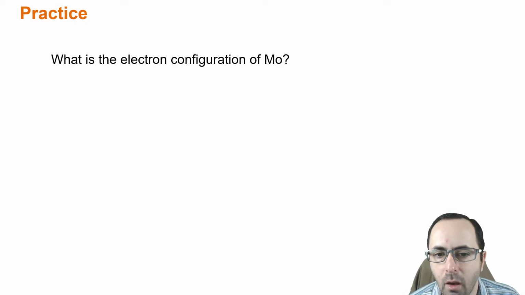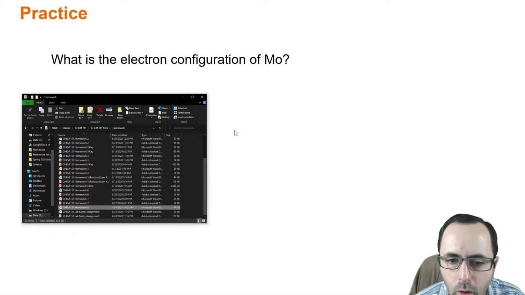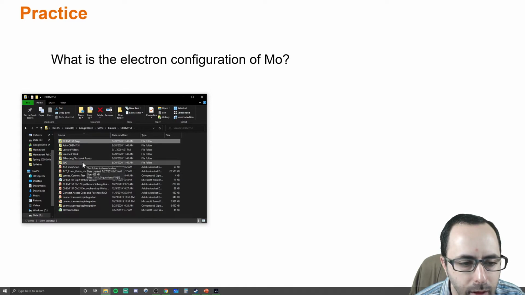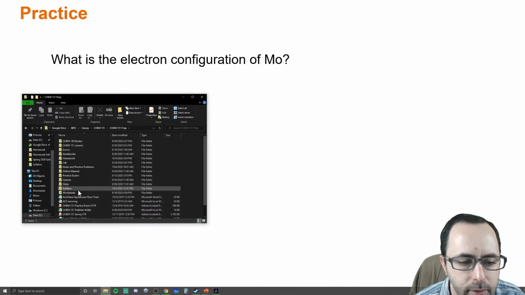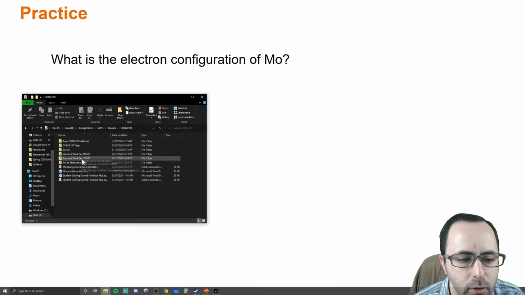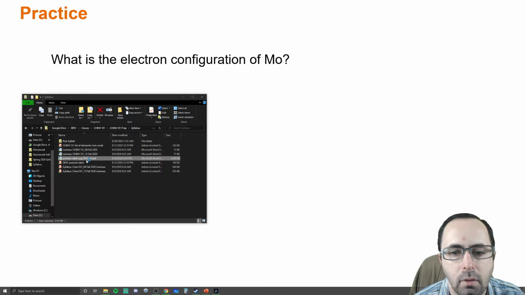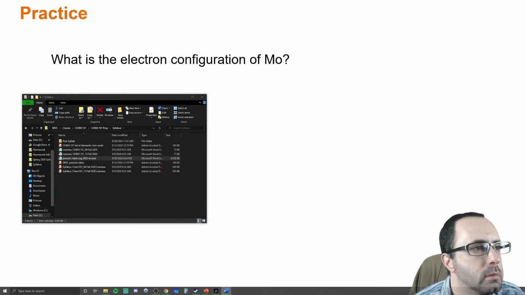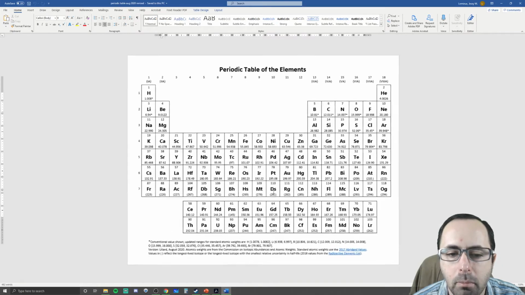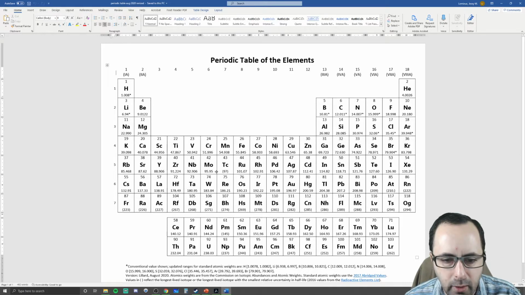Well, let's practice with this. What is the electron configuration for molybdenum? So what I'm going to do is open up a regular old periodic table so that I don't have to go back and forth here. Oh, whoopsie. I didn't have it in that folder. I know I have it over here. Okay, so we've got molybdenum. Molybdenum is right here.